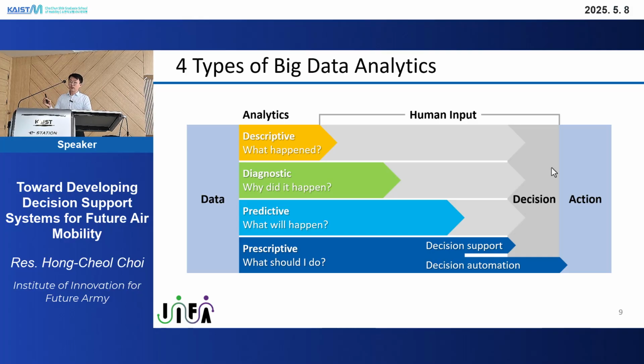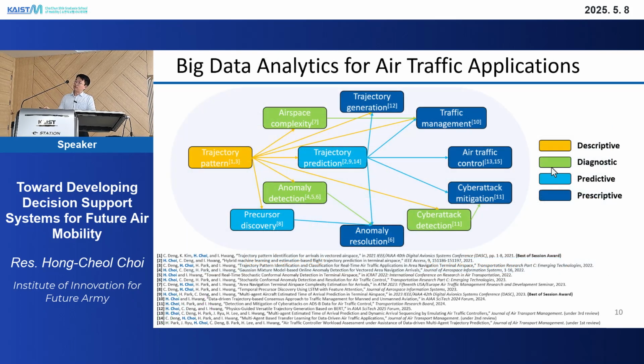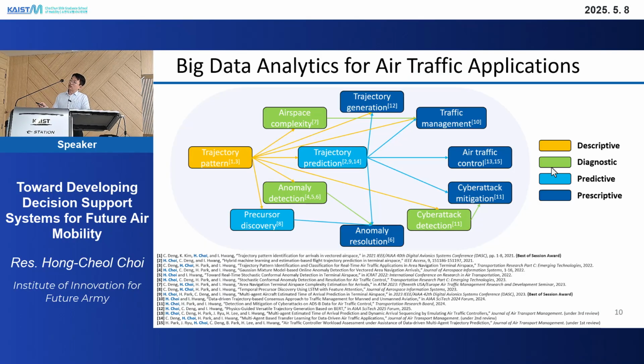And one thing I want to mention here is that for the decision support system, the prescriptive analytics is important, but other analytics is also important. And here is a summary of my research works. As you can see, the 4 different types of analytics are interconnected, and especially the descriptive analytics tries to identify or mine some patterns.